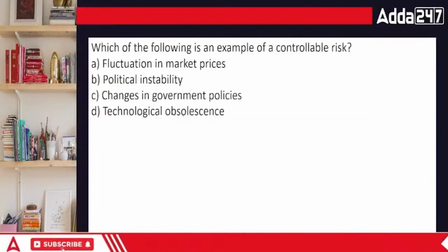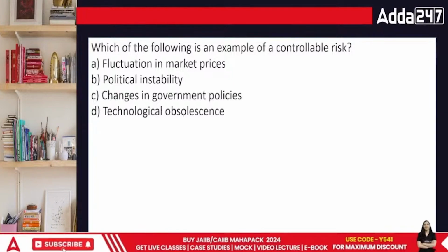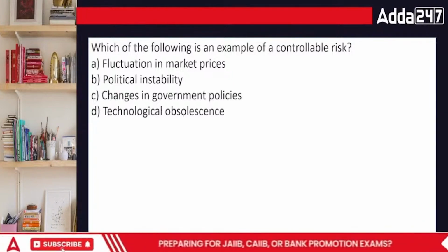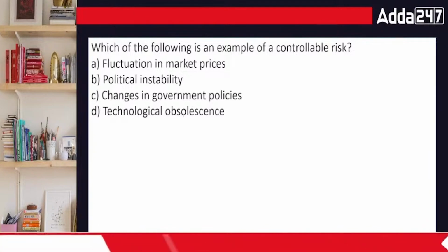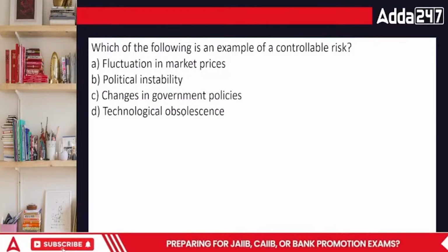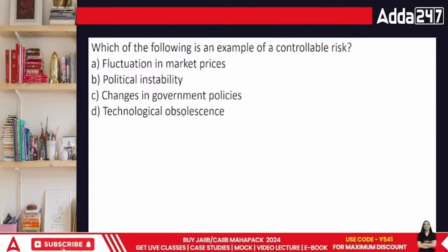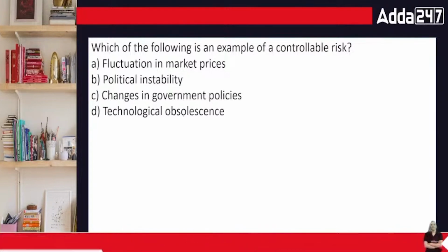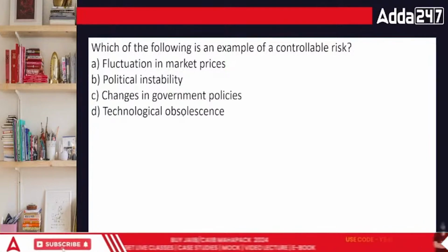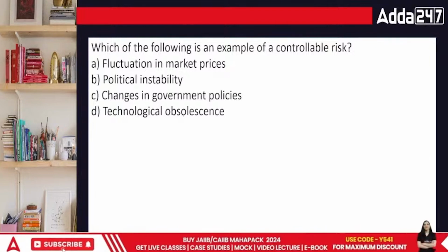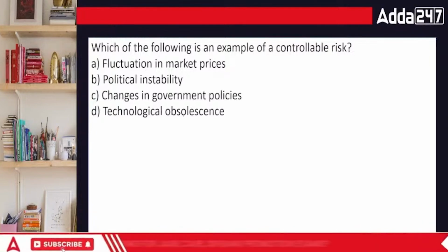Which of the following is an example of controllable risk? Controllable risk matlab the risk which you can actually hold in your hand. You can decide how much you want. Fluctuation in the market price is not in our hands. Political instability, can we control who's going to be the prime minister? An individual cannot. है ना? Multiple people can, but we alone cannot.